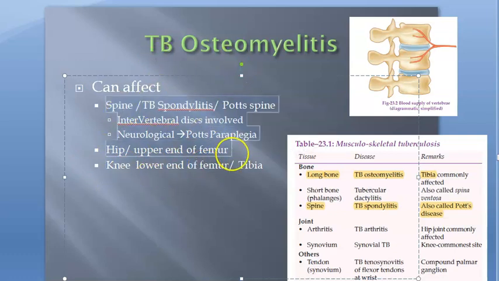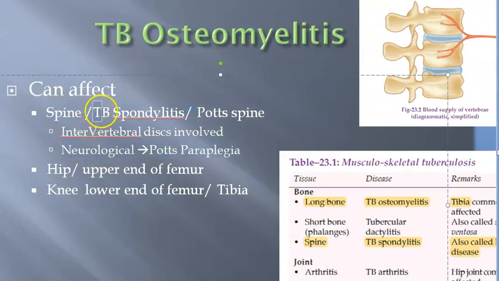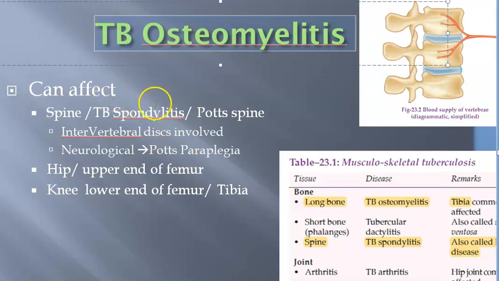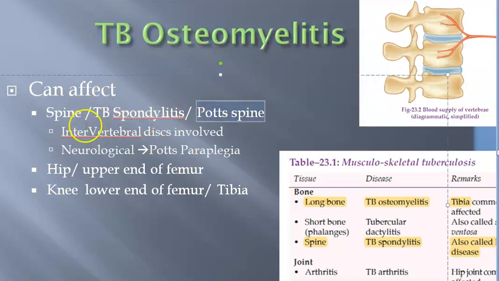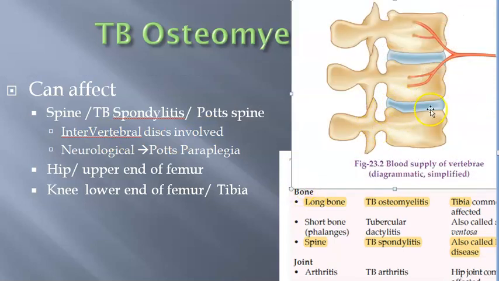You'll have to learn these individual things in separate videos. In this video we will focus only on the spine, okay. This is TB spondylitis. TB osteomyelitis of the spine is also called TB spondylitis or Pott's spine. In this, the intervertebral discs will get involved and destroyed. Actually, first it will affect the vertebral body. Obviously, where is the bacteria going? It's going to the vertebral body, right.